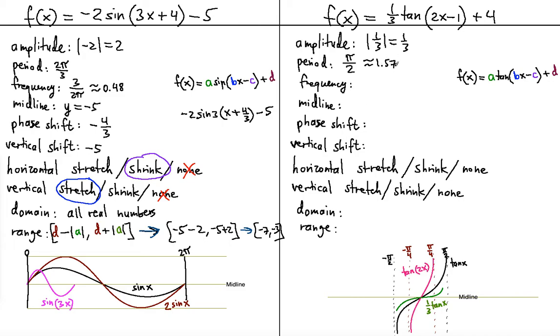1.57. So basically what it tells you is that it takes about 1.57 units for the full cycle of this tangent function to occur, before the copy is produced on the right side. So now the frequency is taken by flipping this, of course, 2 divided by pi. Let's see what that is. That's about 0.64, so about 2/3.